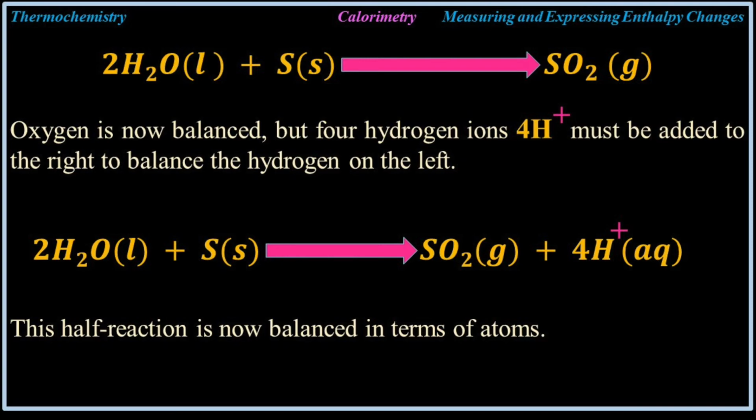Oxygen is now balanced, but 4 hydrogen ions, 4 H+, must be added to the right to balance the hydrogen on the left. Excellent. This half reaction is now balanced in terms of atoms.